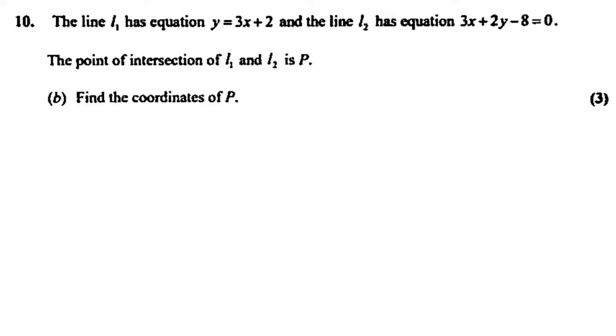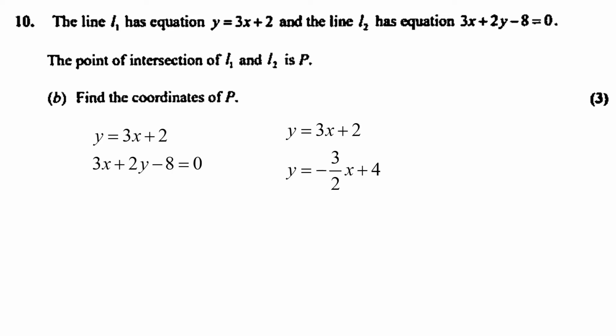For part B, it is given by the question that the intersection of line L1 and line L2 is P. So the intersection is at point P. And we are asked to find the coordinates of P. So what we need to do is to solve simultaneous equations. There are two ways we can do it. One is to solve the equations of L1 and L2 simultaneously.